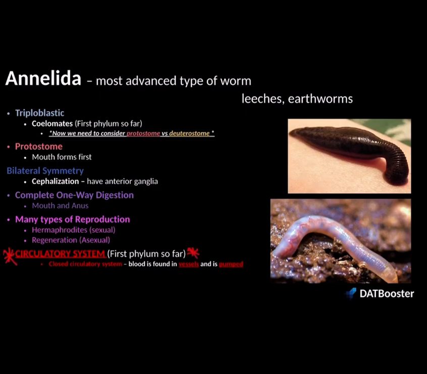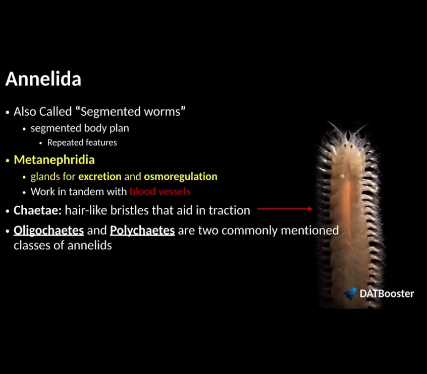And this is the first phylum so far that we've looked at that have a circulatory system. So they have a closed circulatory system, which means their blood is found in vessels and is pumped. So you can see the blood of the annelid in this photo right here. You should also know that annelids are referred to as segmented worms because they have repeated features in their body plan.